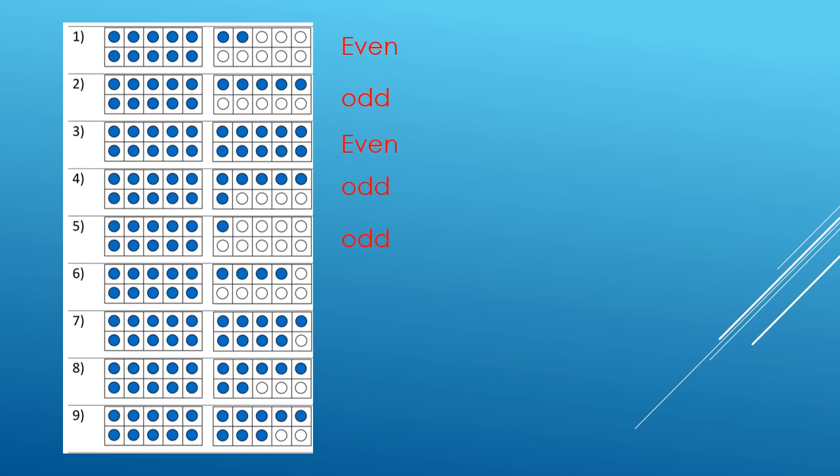I've got 10 and 1, which makes 11, which is odd. I have got 10 and 4, which makes 14, which is even. I've got 10 and 9, which is 19, which is odd. I have 10 and I have 7, which is 17, odd. And I have 10 and 8, 18, even.